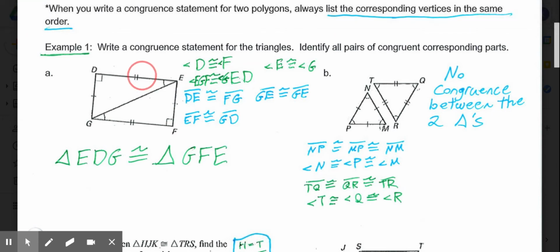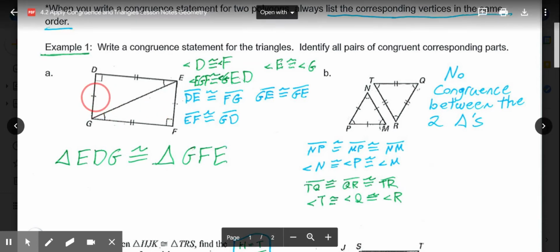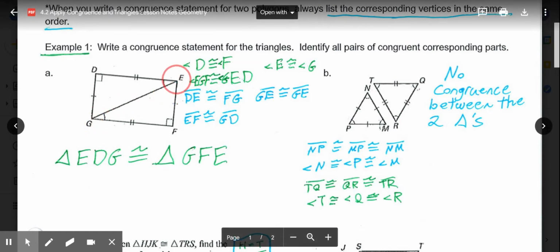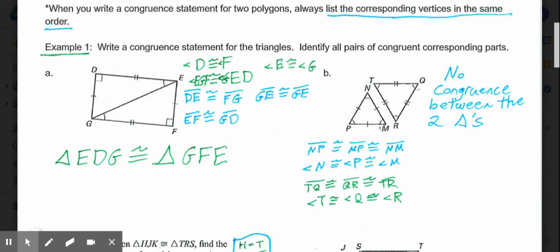Then I know DE has this double hash along with GF. So DE and GF are congruent to each other. And then EF has the single hash along with DG. So EF is congruent to GD. And then we also know that GE or EG is always congruent to itself. So we know all these different pieces. So now what can we do with that info?